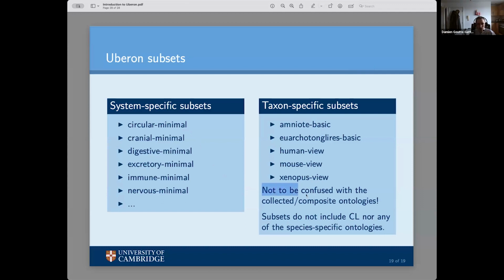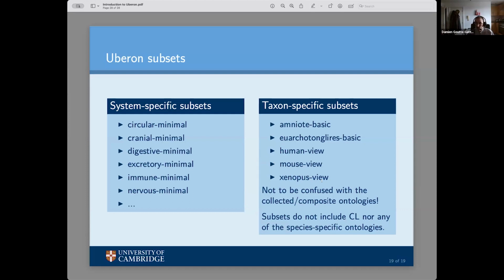But here you should be careful not to confuse those subsets with the collected and composite ontologies. A subset such as, for example, amniote basic, is a subset of Uberon itself and only Uberon itself. It will not contain any terms from the taxon-specific ontologies that cover the various amniotes. Same, for example, if you look at the Xenopus view, it will contain the Uberon terms that concern structures that do exist in Xenopus, but it will not contain any terms coming from the Xenopus anatomy ontology.